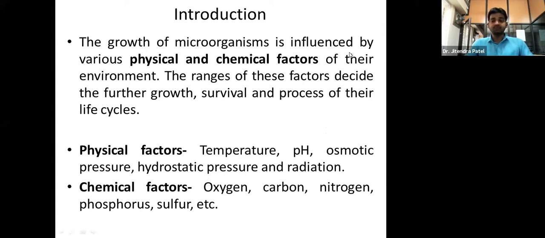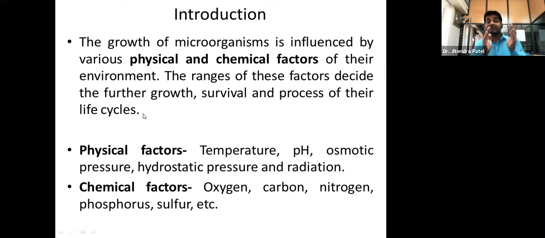It is influenced or affected by various physical and chemical parameters of their environment, or of their habitat or their surroundings. Okay, so what are those physical and chemical things which can affect or interfere with the growth of microbes or microorganisms? The range of these factors decides the further growth, survival, and process of their life cycles, right?